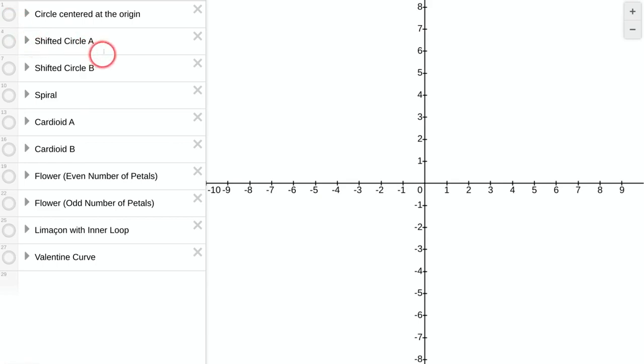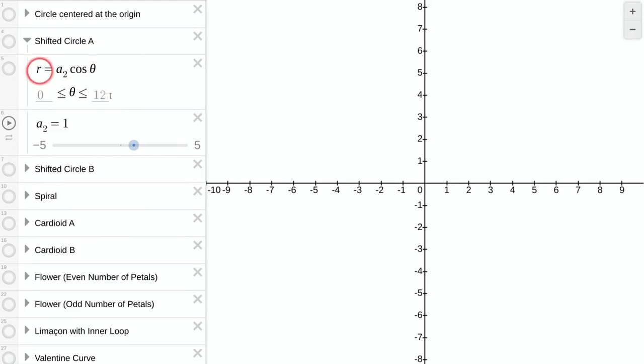Now the other one is a shifted circle, so let's look at the equation first. This equation has the form of r equals some constant times the trig function cosine theta. I can change this number, and it will affect the size of the circle. Let me show the circle first.